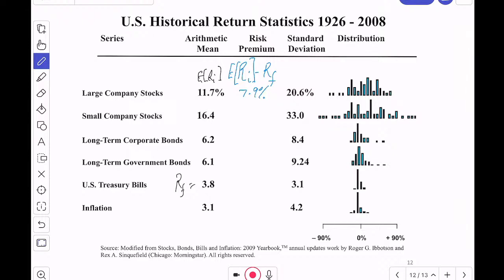So what's the value for a small company stock? 16.4 minus 3.8. So this is the additional compensation required by investors to invest in more risky small company stocks.